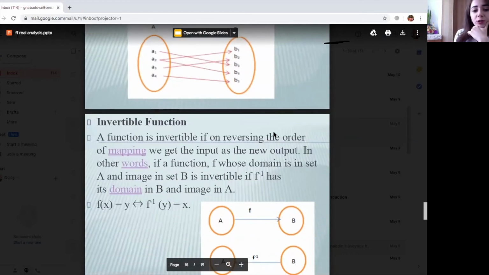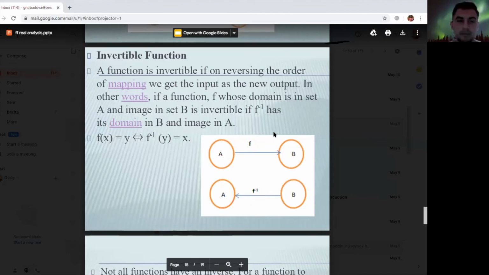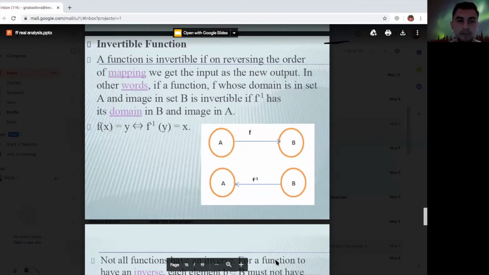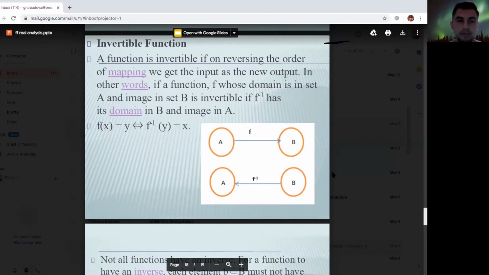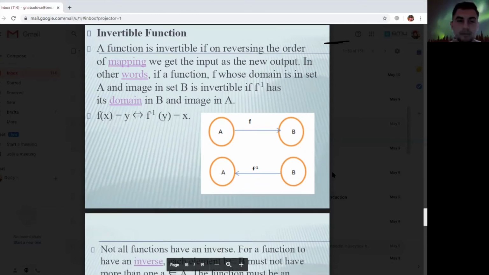And invertible functions. A function is invertible if on reversing the order of mapping we get the input as the new output. In other words, a function f whose domain is the set A and image in set B is invertible if f^-1 has its domain in B and image in A. You can see also this equality and picture.